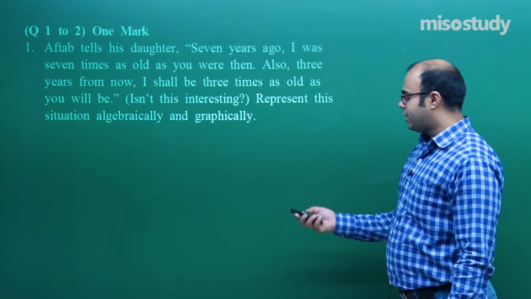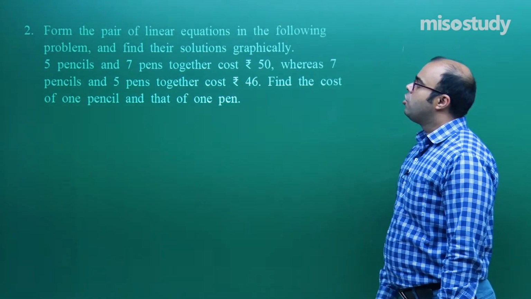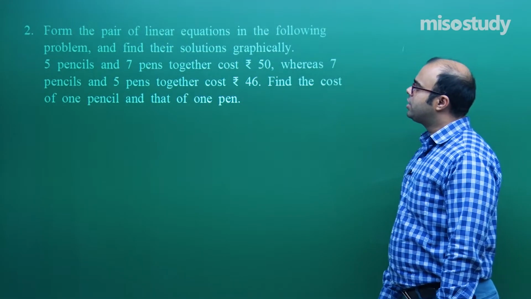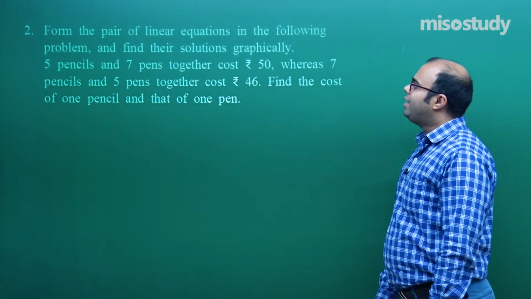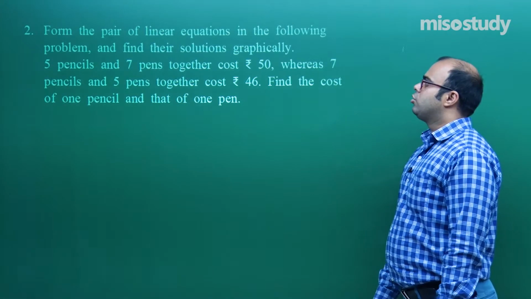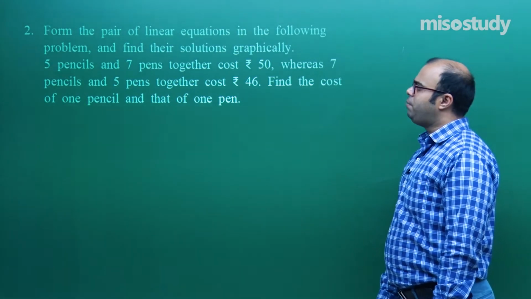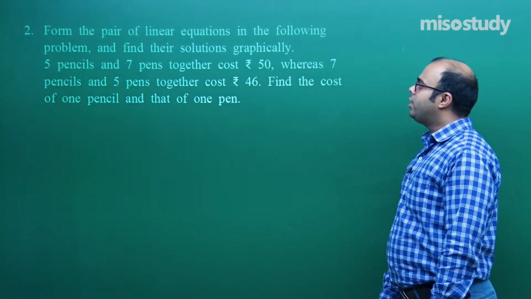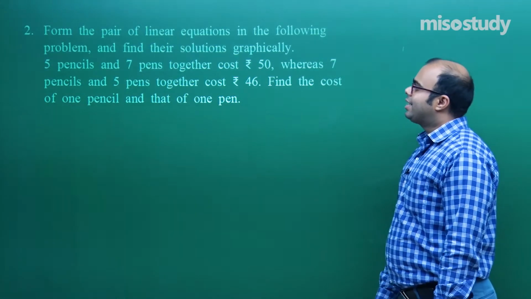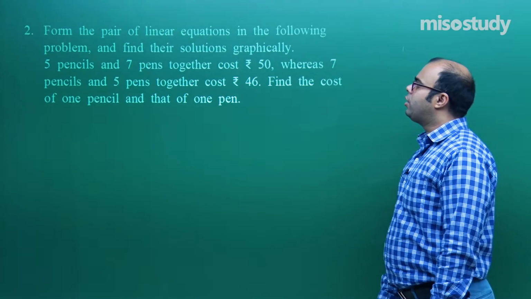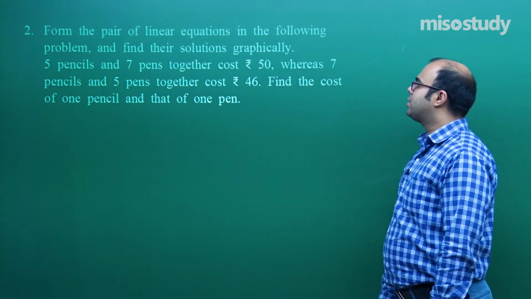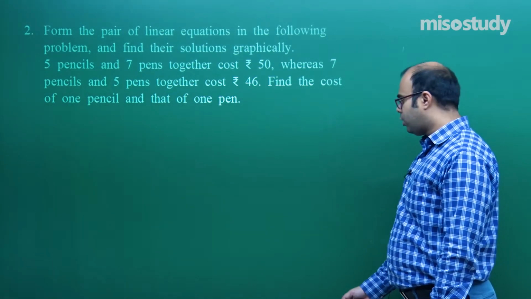Let us come to the next question, which is also of 1 mark. Form the pair of linear equations in the following problem and find their solutions graphically. The first situation is 5 pencils and 7 pens together cost rupees 50, whereas 7 pencils and 5 pens together cost 46 rupees. Find the cost of 1 pencil and that of 1 pen.